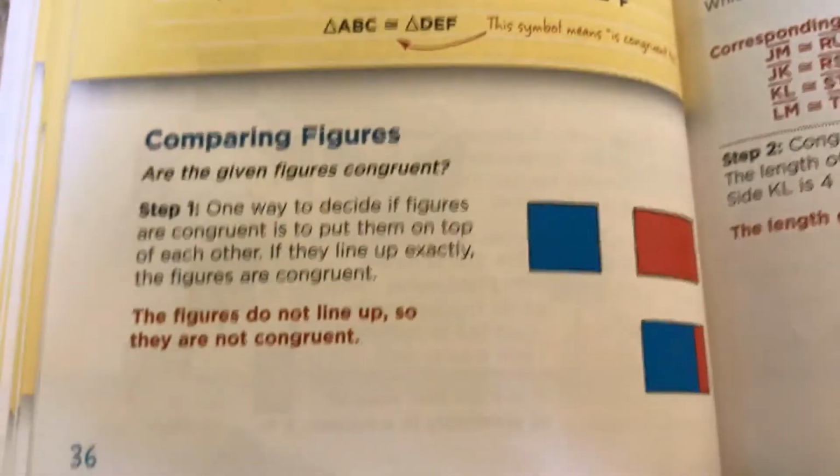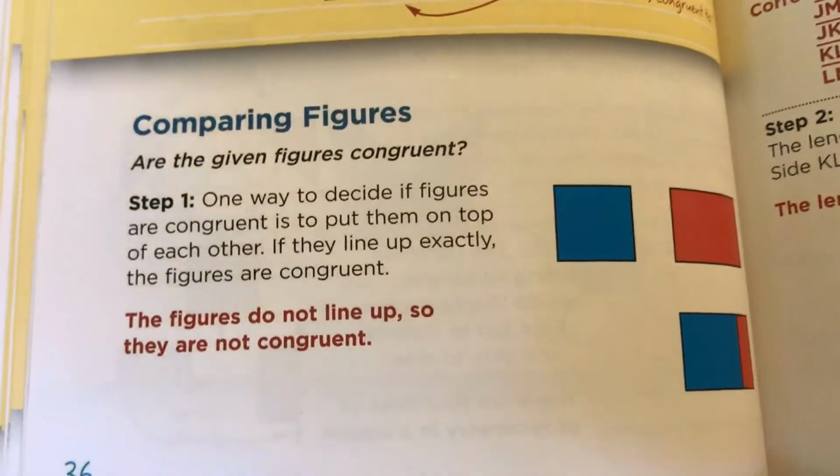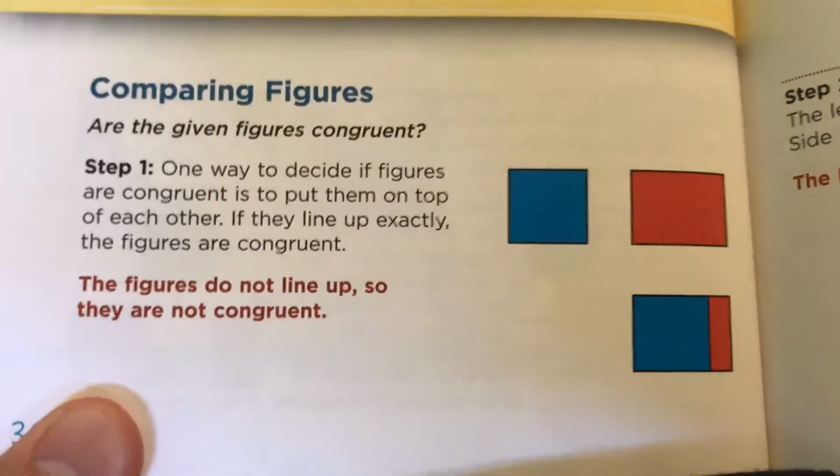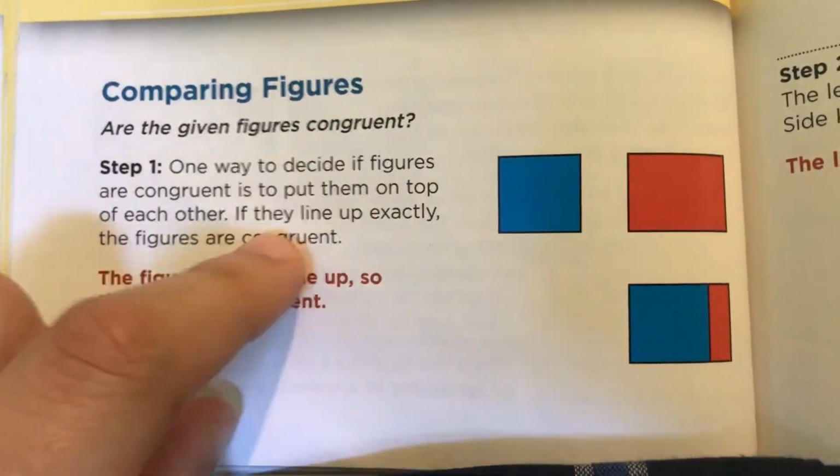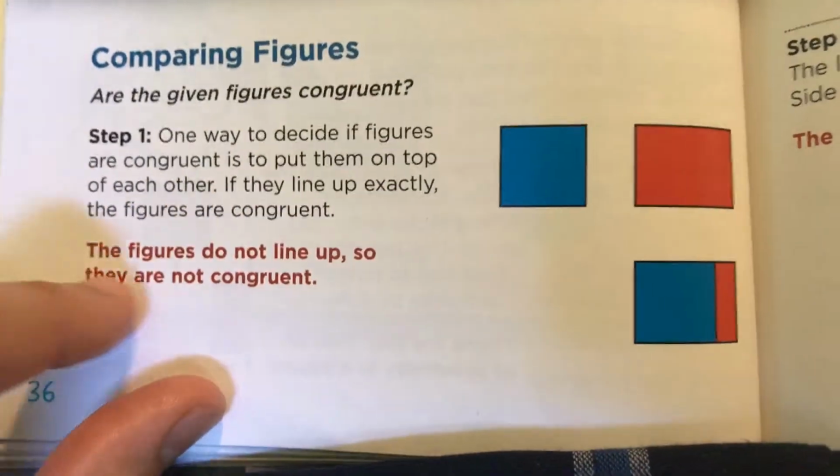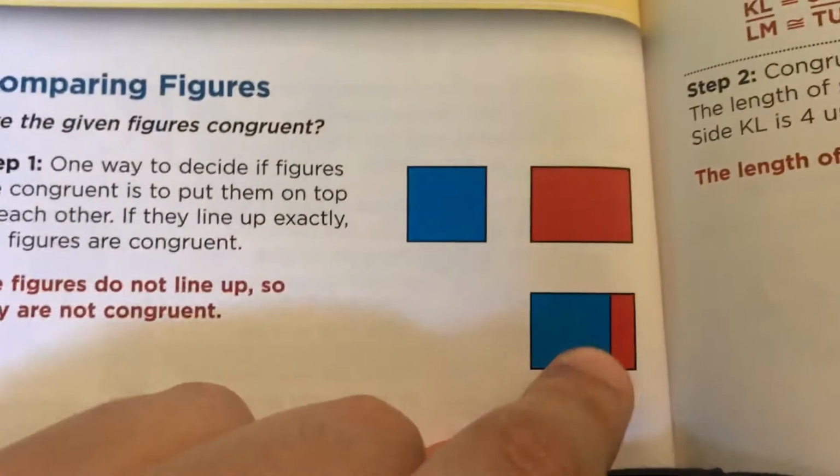Comparing figures. Are the given figures congruent? Step 1. One way to decide if figures are congruent is to put them on top of each other. If they line up exactly, the figures are congruent. These figures do not line up, so they are not congruent. Okay?